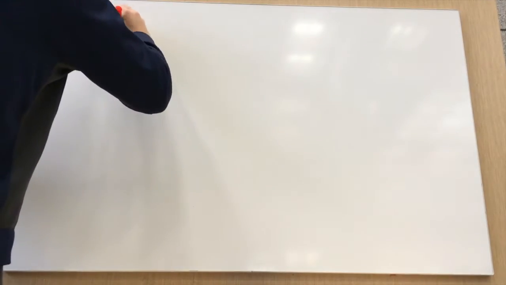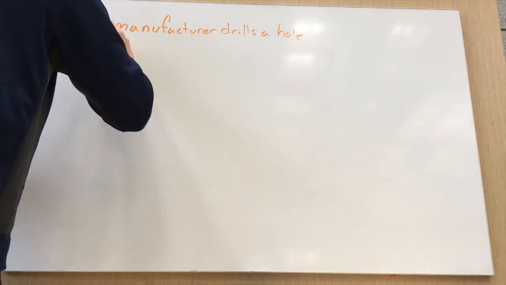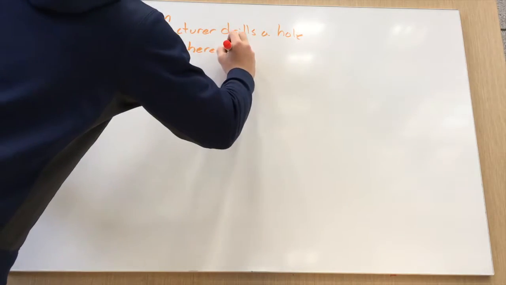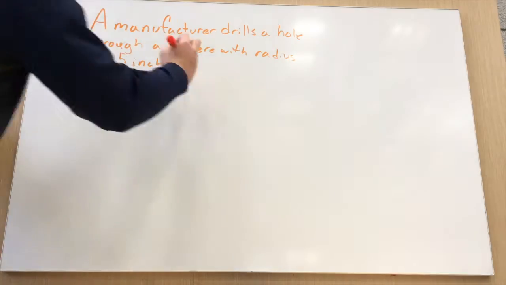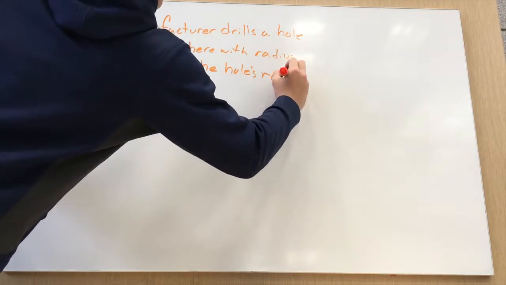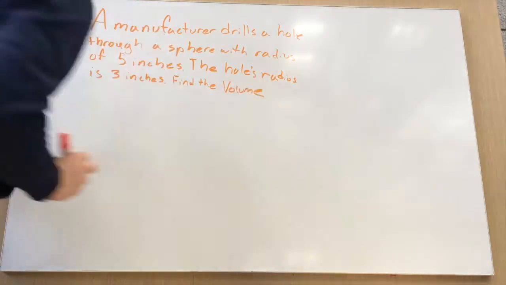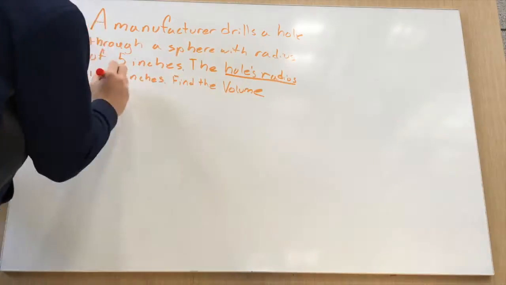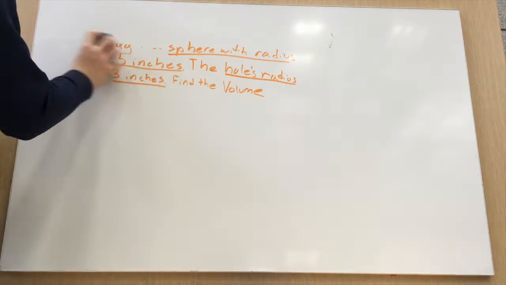So now for the word problem, we will be finding the volume of a sphere with a radius of 5 inches after a manufacturer drills a hole into that sphere with a radius of 3 inches. So what we're going to do first is just highlight or underline the important information. Get rid of the rest, it doesn't really matter.